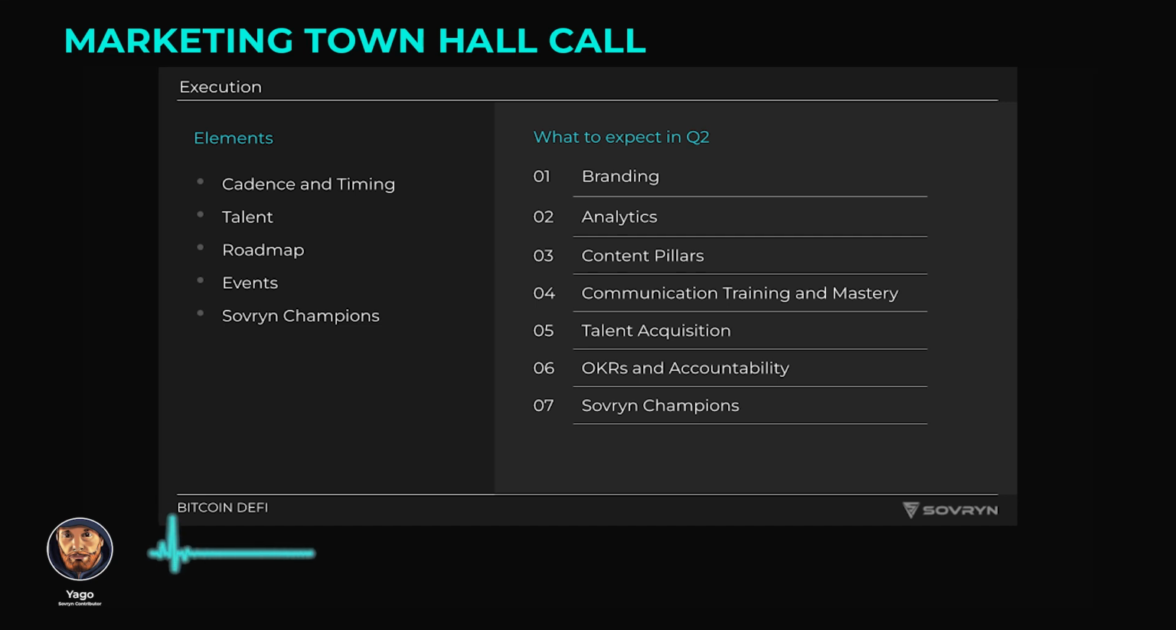You can expect communication, training, and mastery for the CMs, for everyone on the adoption team, for our devs, and for the community, so that we can all be talking with the tone of voice that is going to reflect the consistency that we want to have, and is going to help inculcate in all of us the type of values that we choose for ourselves and to represent the values and principles of Sovryn. You can expect talent acquisition, top talent. You can expect us to have OKRs and accountability and KPIs. And you can expect us to struggle because it's difficult, but to work towards, on a ceaseless basis, Sovryn Champions.